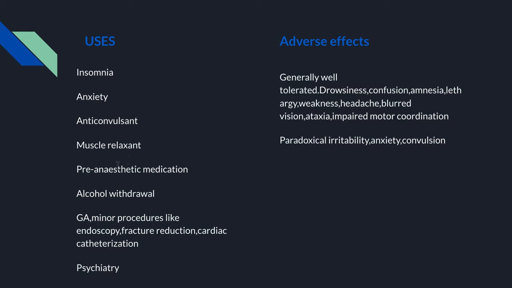Pre-anesthetic medication. These are drugs which have sedative, amnesic, and anxiolytic properties. Because of their amnesic property, the patients cannot recall the preoperative events, and they're anxiolytics as well as sedatives. This is why they're used as pre-anesthetics and also in minor procedures like endoscopy, fracture reduction, and cardiac catheterization. They're also used in alcohol withdrawal and psychiatry.